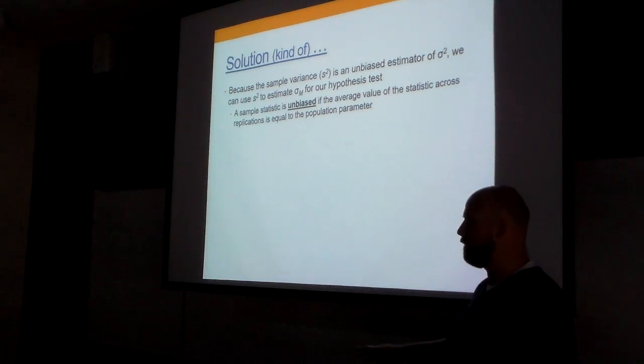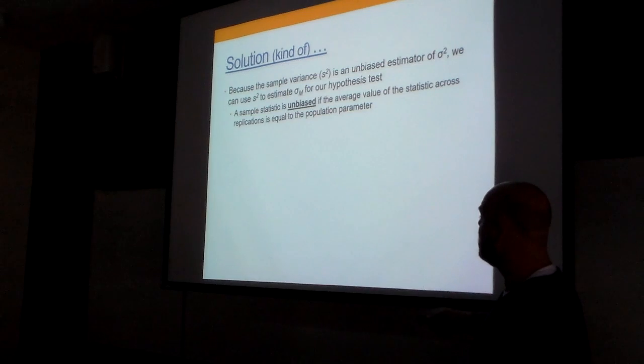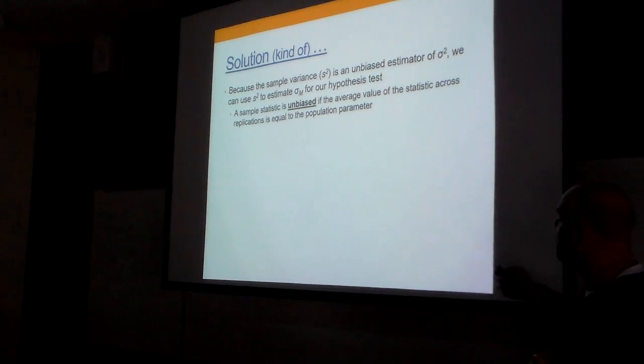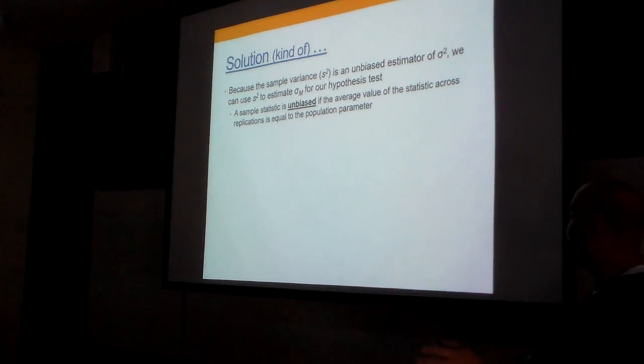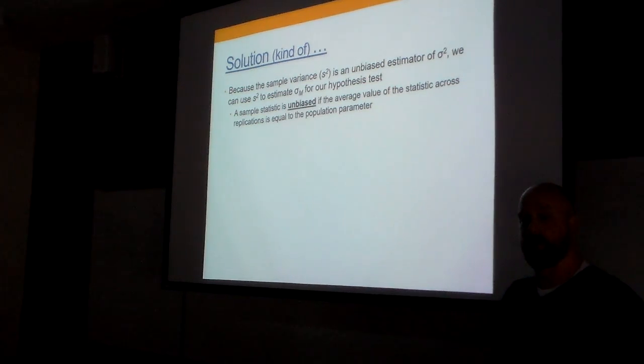Okay? Everybody follow me here? All right. And we know that our sample variance is an unbiased estimator of our population variance, because when we're talking about unbiased statistics, we're saying on average, the average value of a statistic across replication is going to be equal to the population parameter, right?